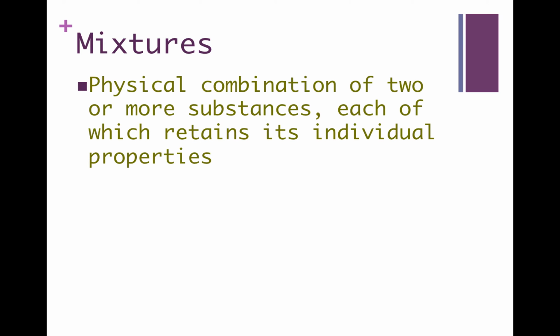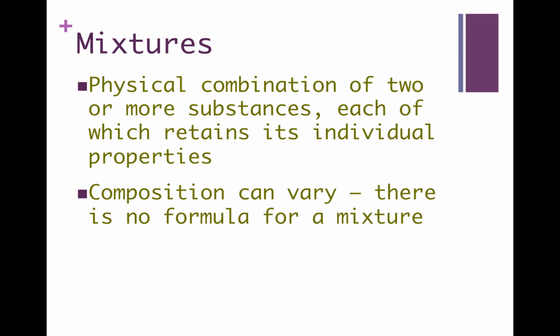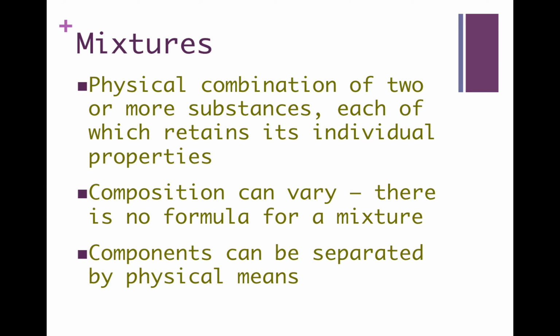The first thing we're going to look at are mixtures. Mixtures are defined as a physical combination of two or more substances, each of which retains its individual properties. The composition of mixtures can vary. In other words, there is no formula for a mixture. The components of a mixture can be separated by physical means.